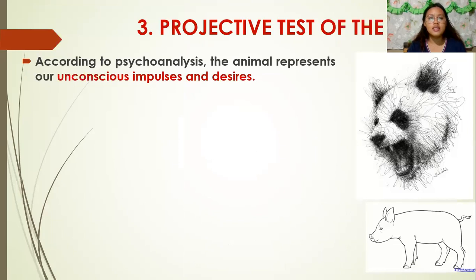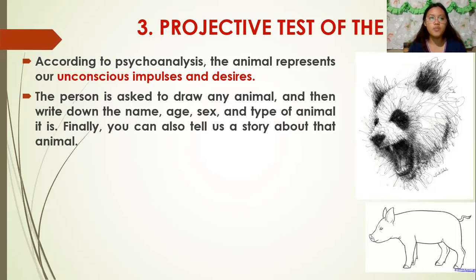Another type is the projective test of the animal. According to psychoanalysis, the animal represents our unconscious impulses and desires. So by drawing an animal, it may show our needs, our impulses, and our desires. The person is asked to draw any animal of your choice, and then write down the name, the age, the sex, and the type of that animal. Finally, you can also tell a story about what you have drawn.